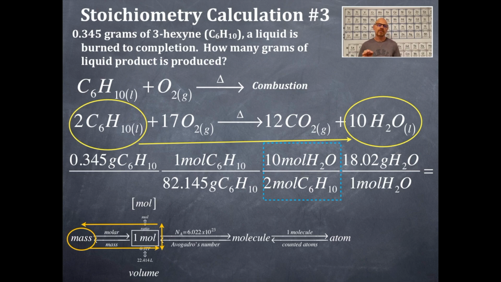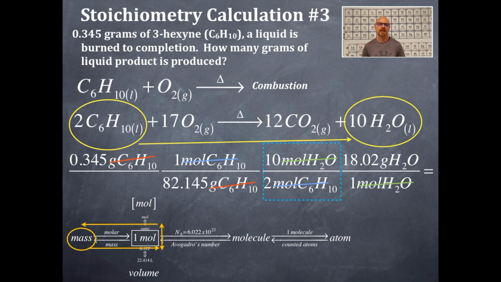I started off with 0.345 grams of 3-hexyne, and then I'm using the molar mass of hexyne, canceling out the grams of the hexyne. That's equal to 1 mole of hexyne. Now I got moles of hexyne. I'm going to cancel out the moles of the hexyne. Then I'm going to cancel out the moles of the water. And now I have grams of water, the only units and formula that I didn't cancel out.